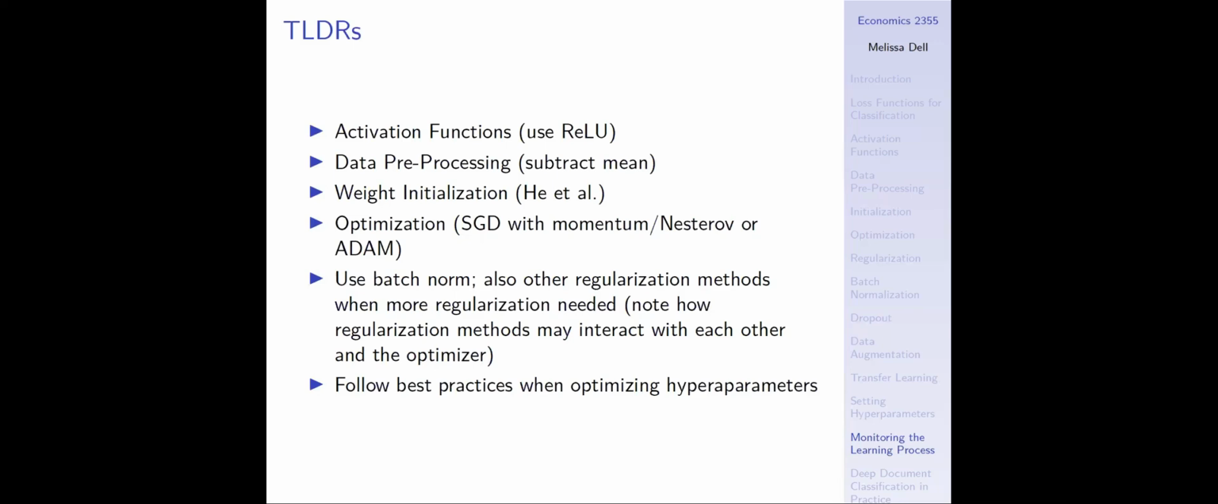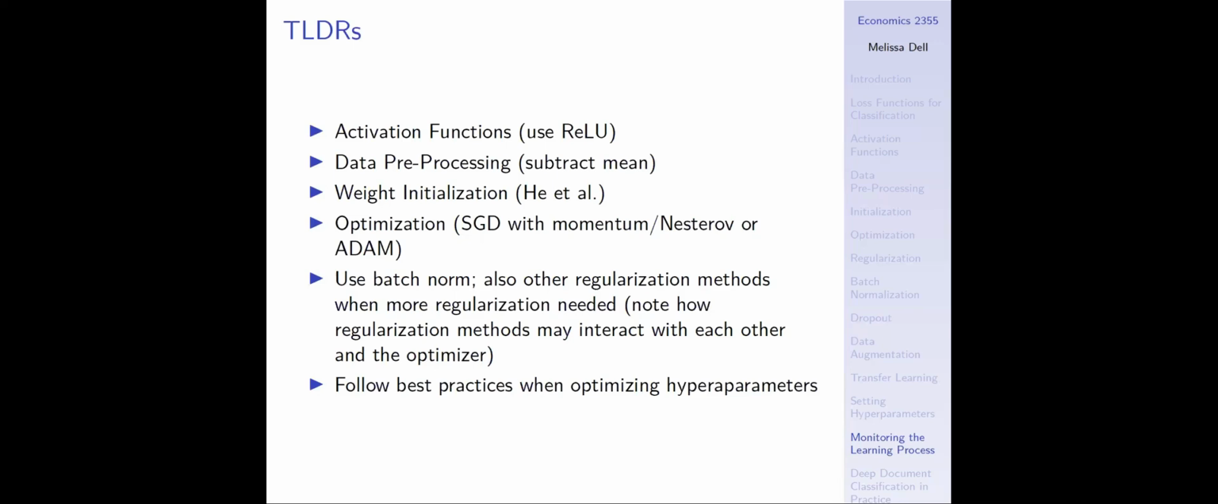You need to think about how regularization methods may interact with each other and with the optimizer. So we talked about how it's not a good idea to use batch norm and dropout on the same layers, or about how L2 regularization will largely be undone with batch norm, about how L2 regularization is a bit different if you're using SGD with momentum versus Adam. And so it's just important to keep those interactions in mind.